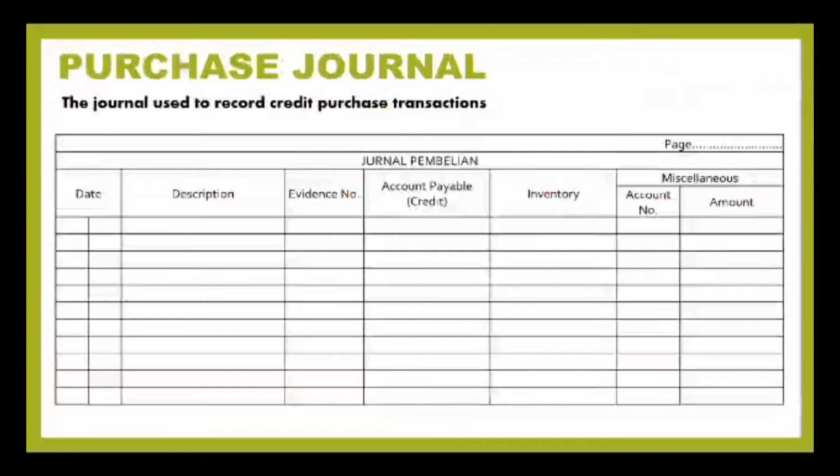And next is the purchase journal. The purchase journal is like the name, it is used to record the credit purchase transaction. As you can see here, this is especially for credit purchase transactions. Oh, I forgot to make it in English. This is the purchase journal.